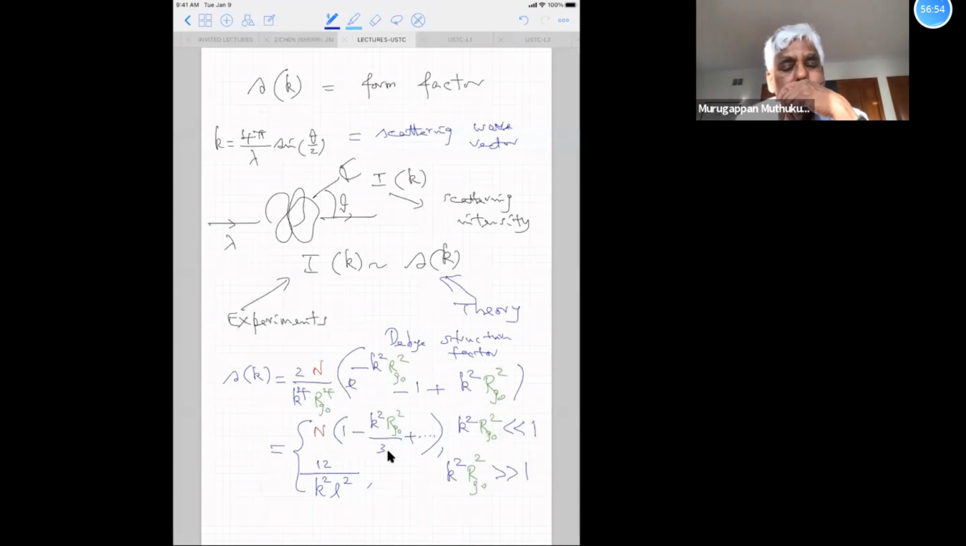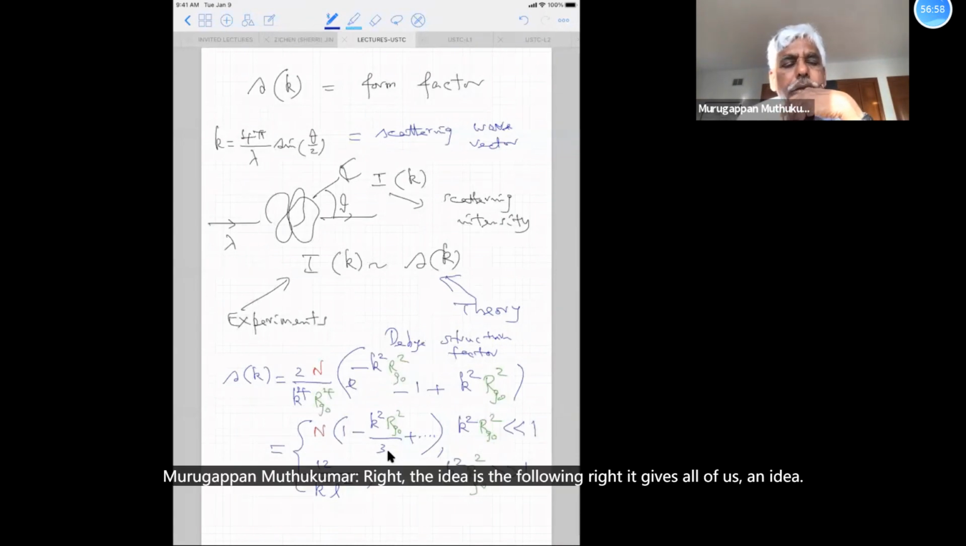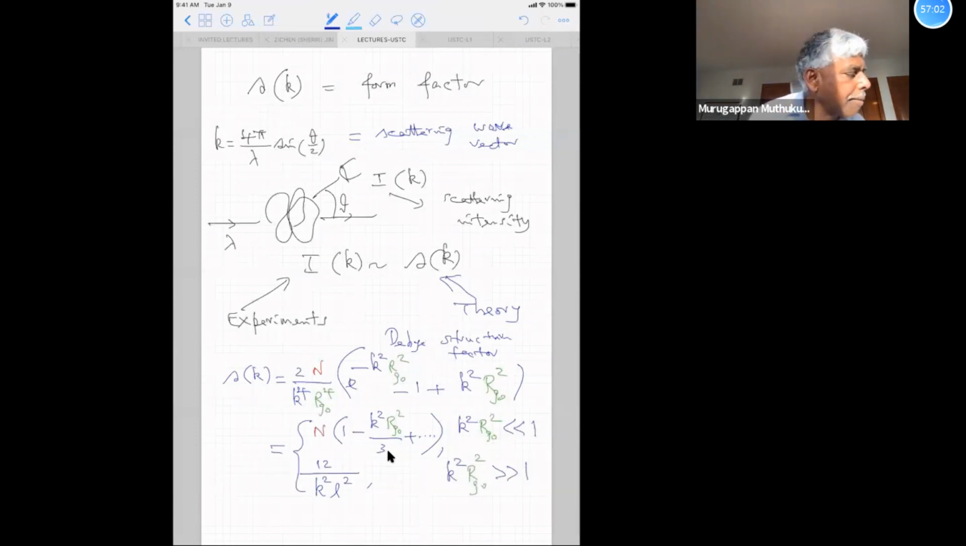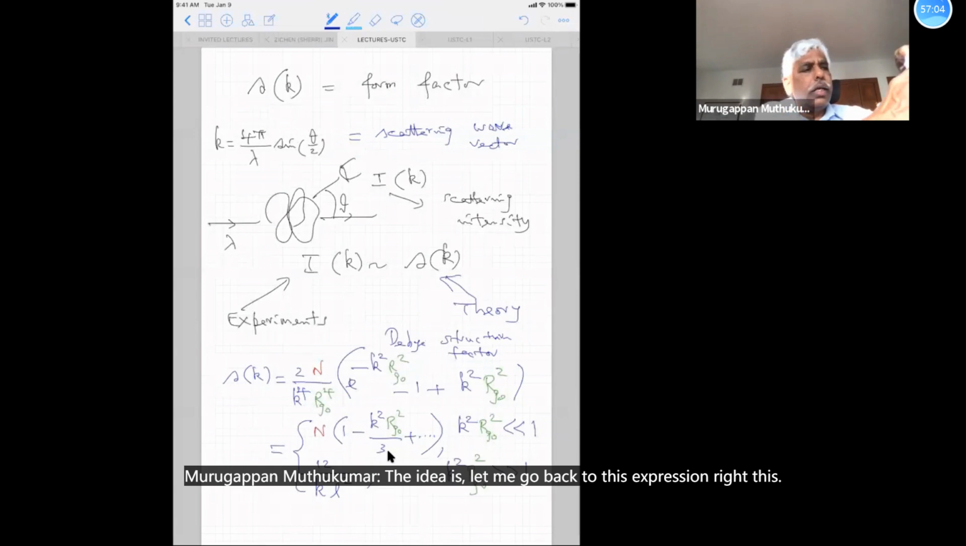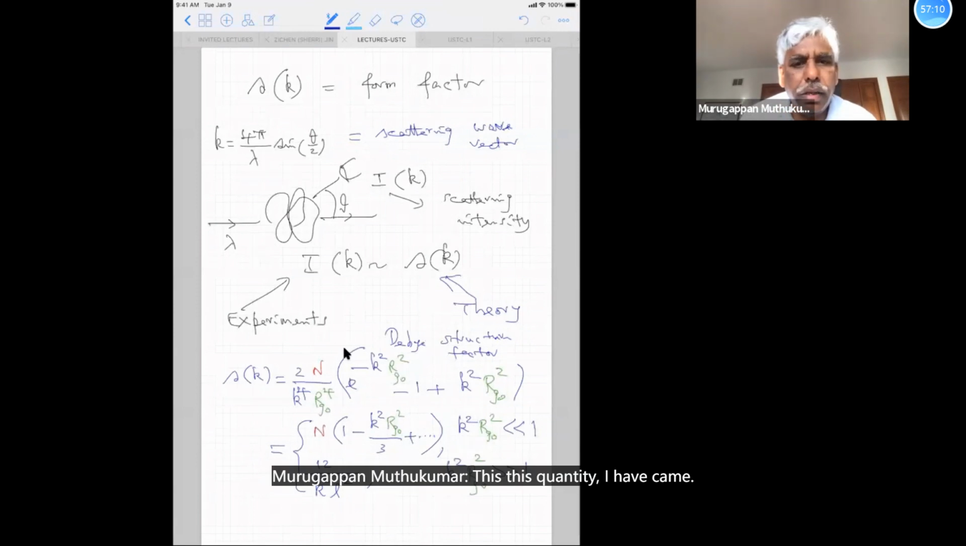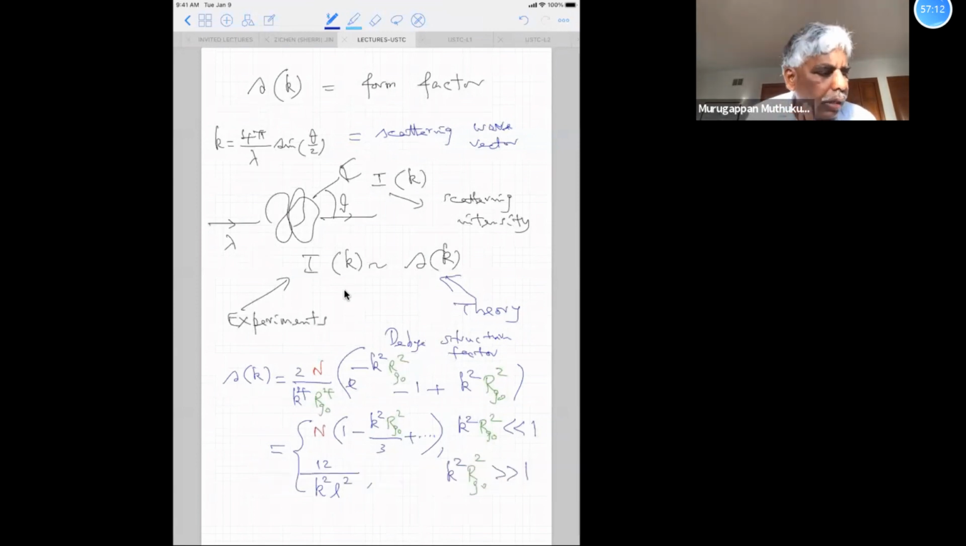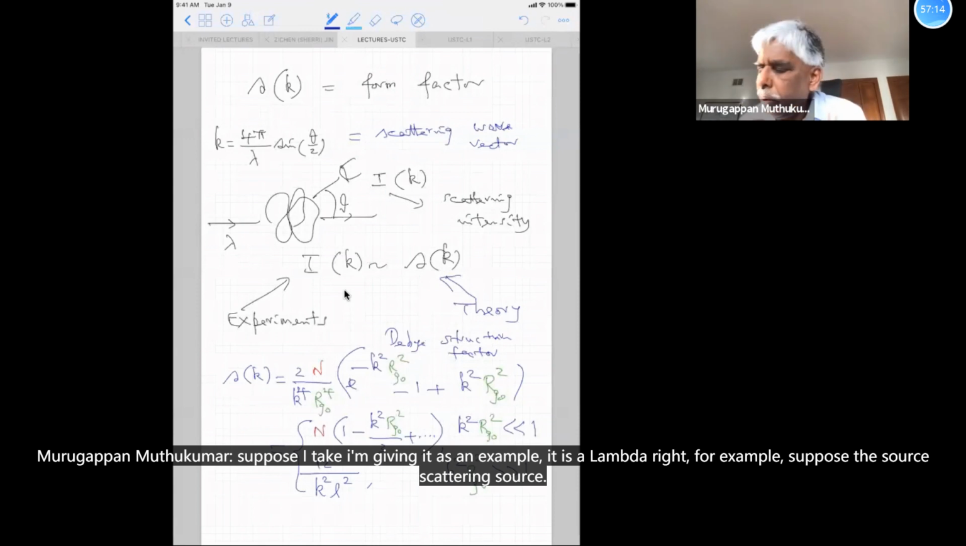Okay? So this gives me an idea. The idea is the following. This gives all of us an idea. The idea is, let me go back to this expression, this quantity, I of k. I'm giving you an example.